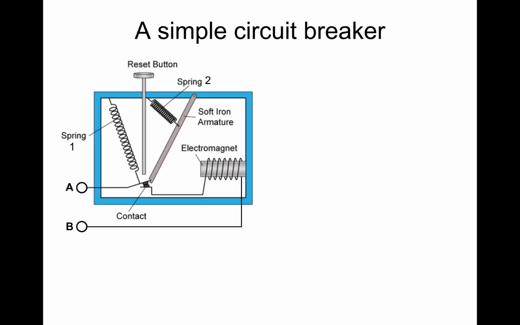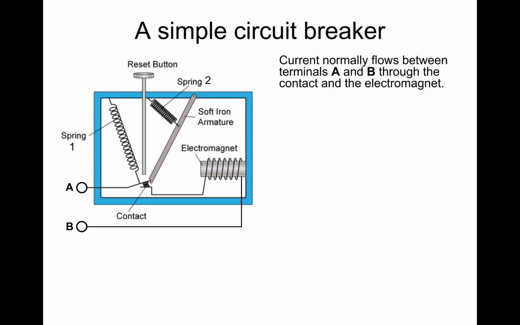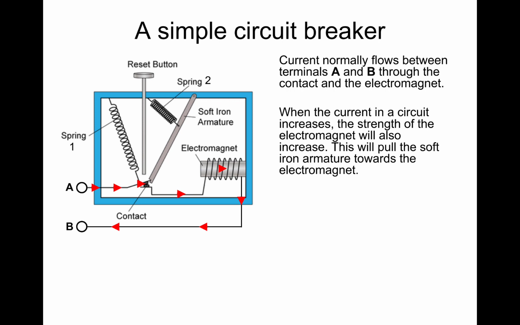So here's a simple circuit breaker. So this will also link into the electromagnetism topic area, but let's have a look at it now anyway. So current normally flows between the terminals A and B through the contact and the electromagnet. So that's in normal operation.